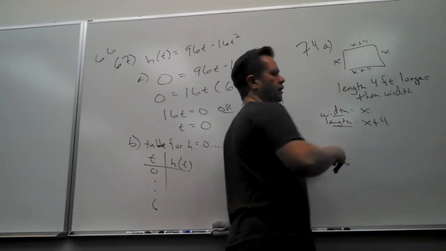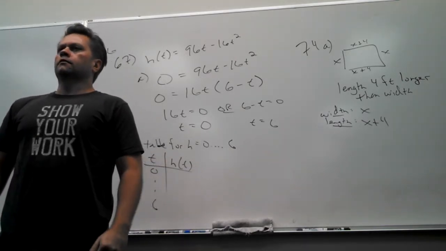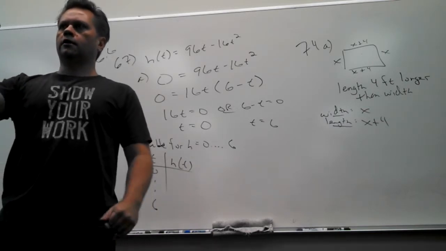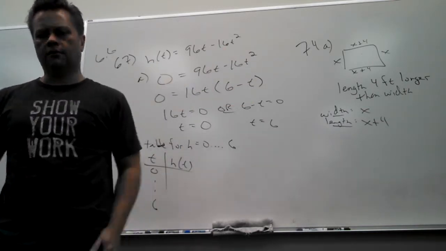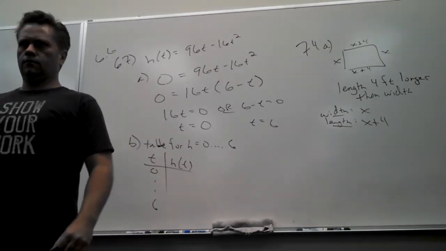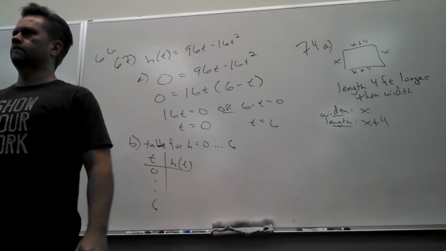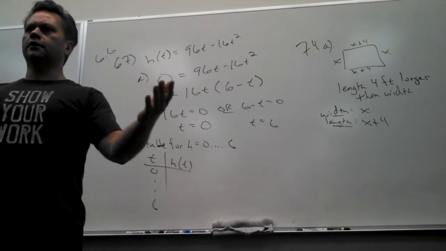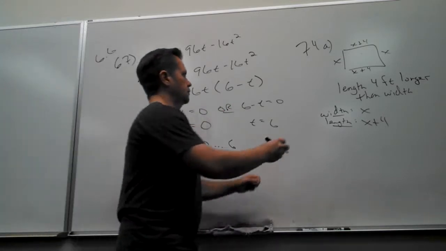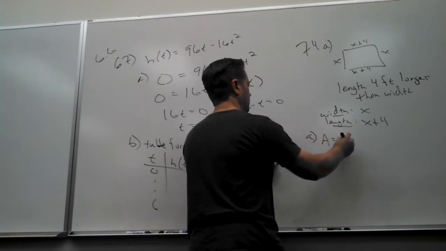And then it says the area is 140 square feet. Take a second and try to write the equation down that represents that statement. The area is 140 square feet. And what's the area of a rectangle? Length times width. So X by X plus 4. Area is length times width.